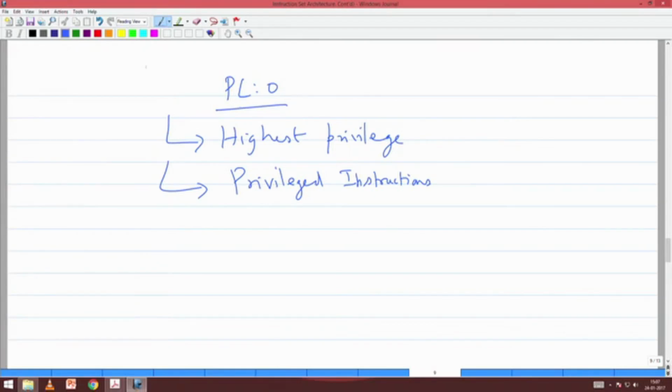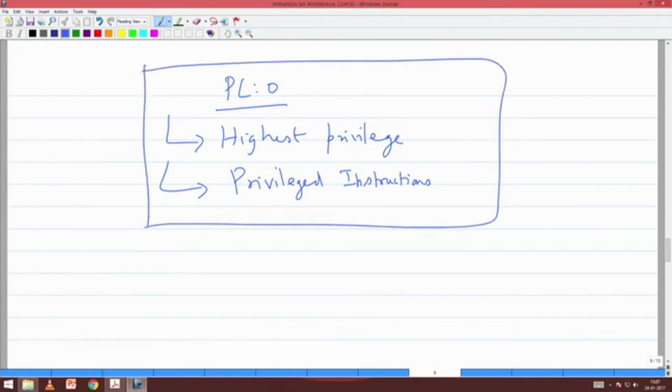Okay. So, these 2 are very important for us to understand PL0. While PL3 is the lowest privilege and it cannot execute any of the privileged instructions. Only PL0 can execute them; PL1, PL2, PL3, none of these can execute privileged instructions, okay. So, let us have the notion of what a privileged instruction is. Okay. Now, what happens is as follows.